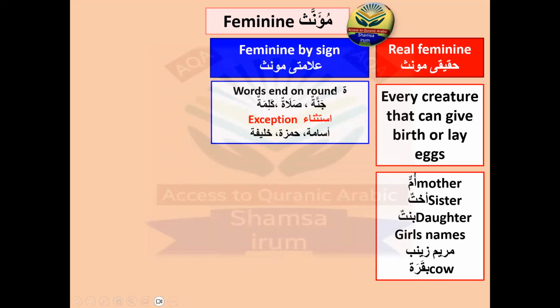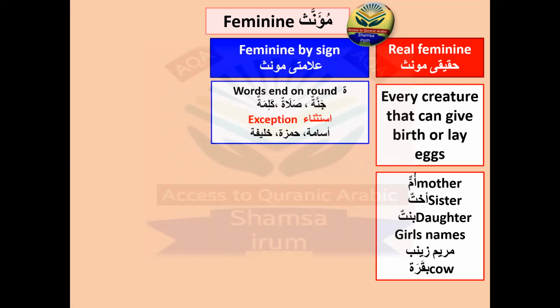Any word that ends on the round ta is feminine, with some exceptions which I explained: Usama, Hamza, Khalifa. These words also have the round ta in the end, but they are not feminine because they are the names of boys and come in the category of the real masculine. The rest of these words, any word where you see the round ta in the end, will be feminine. Mostly all of them are feminine, because only this one word, Khalifa, comes in the Quran as an exception. So you don't need to worry about it.